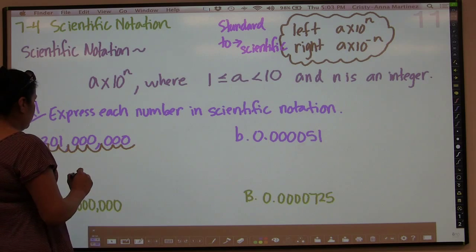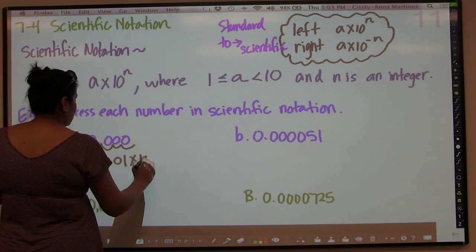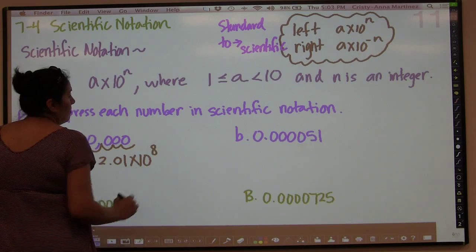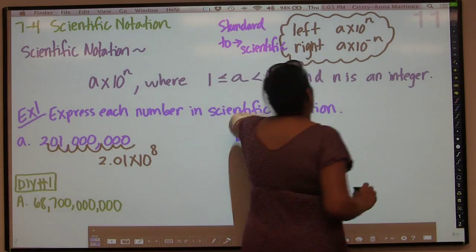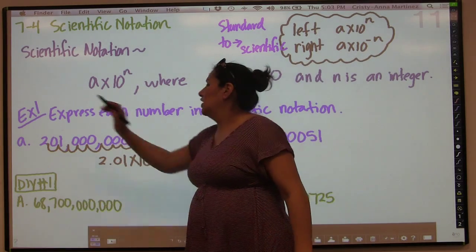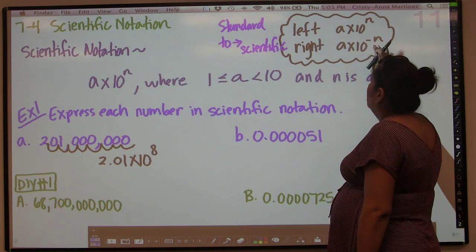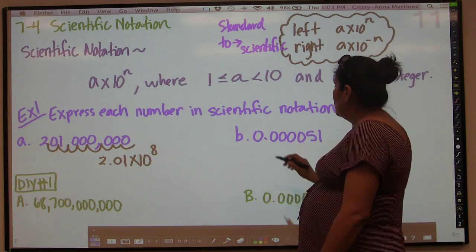So now we're going to put 2.01 times 10, and we're going to put 8. According to this, if we move the decimal to the left, which is what I did, then we put a positive n. If we have to move it to the right, we put a negative n, and that's going to happen in part B.